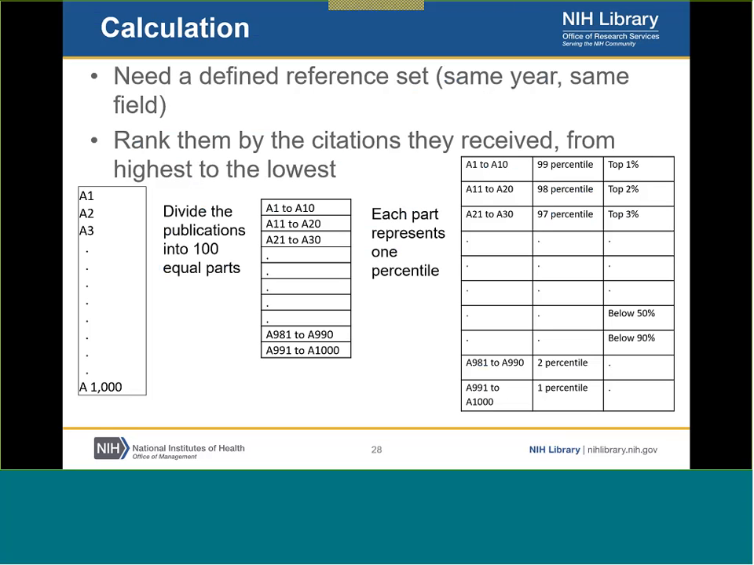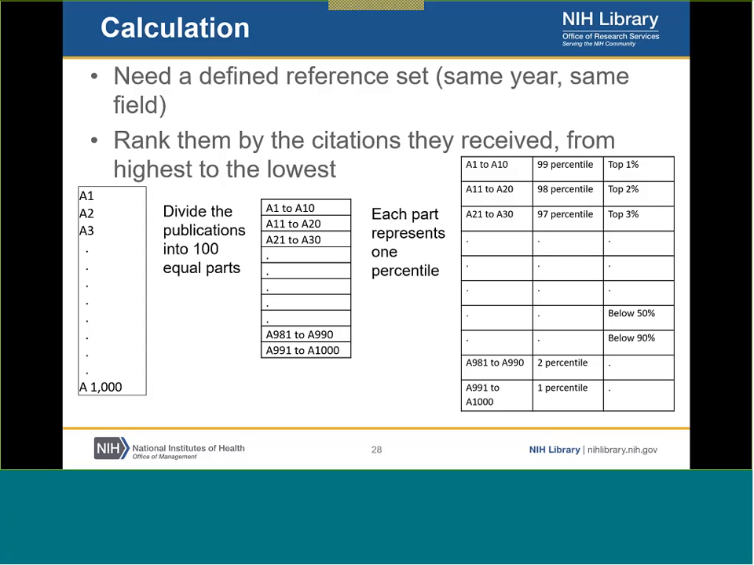Okay, calculation, pretty straightforward. You need to have a defined reference set, and again, we would like to compare the same thing. So you would like to have publications within the same year, same field, and same document type. Research articles have different citation rates than review articles. So you don't want to compare research articles against review articles. So you want to have a well-defined reference set.